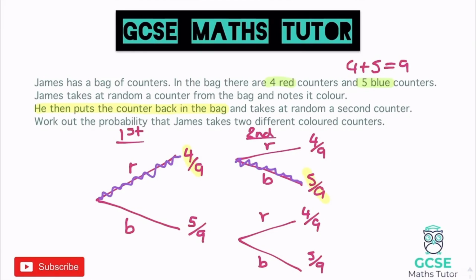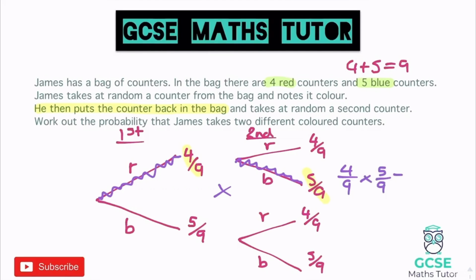So to work out the probability of that route happening, all we do is multiply those 2 fractions together, and all you've got to remember is you times when you go across the tree. So if we times them together, we've got 4/9, and we're going to times that by 5/9, and that's really nice and easy.